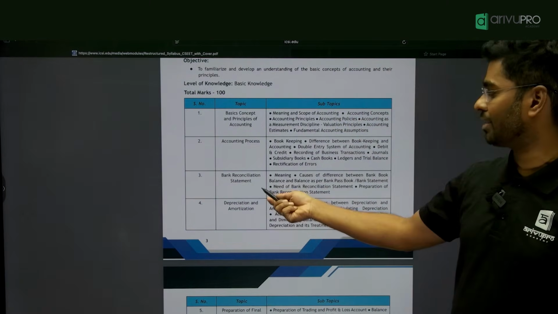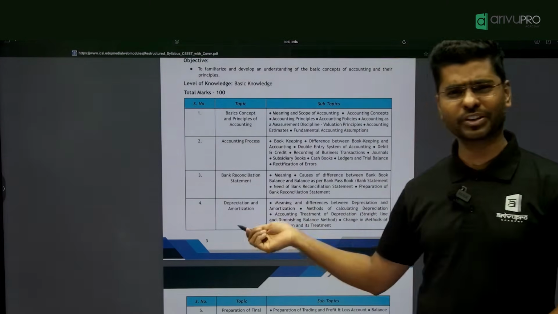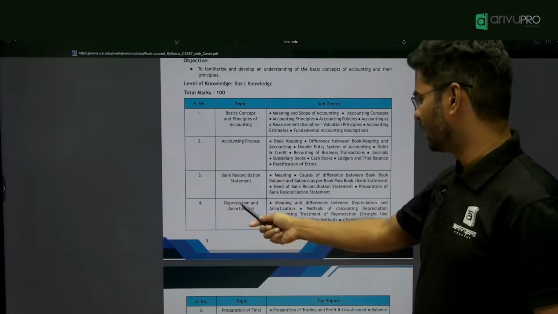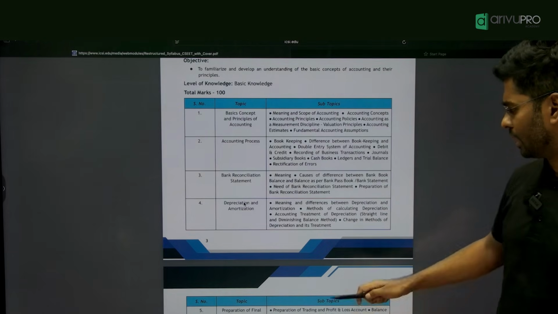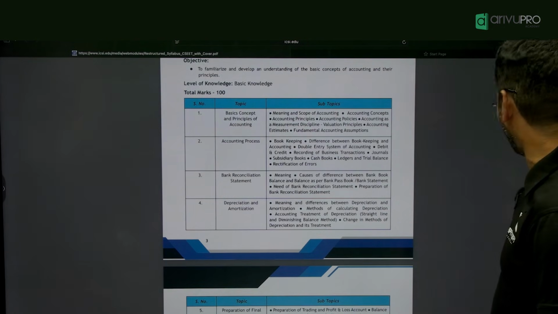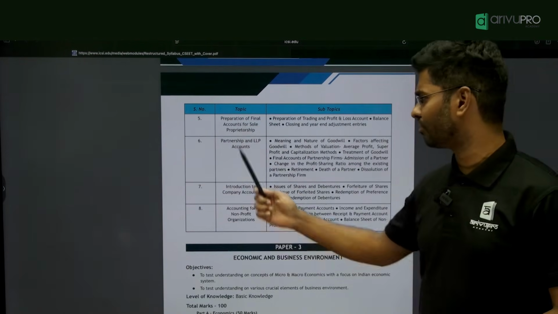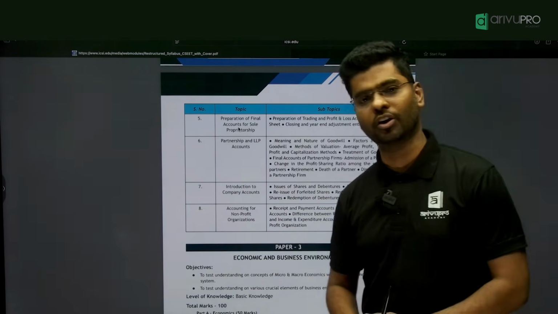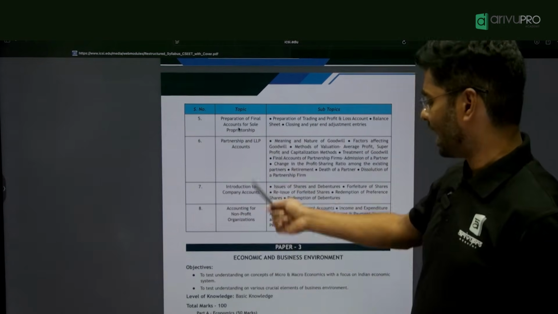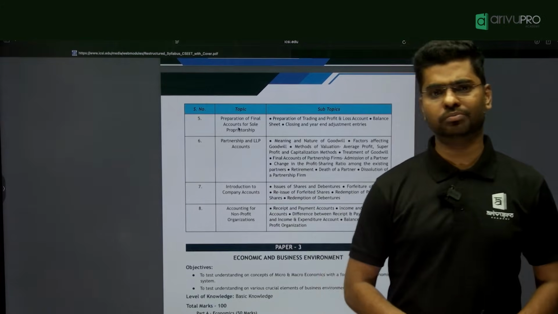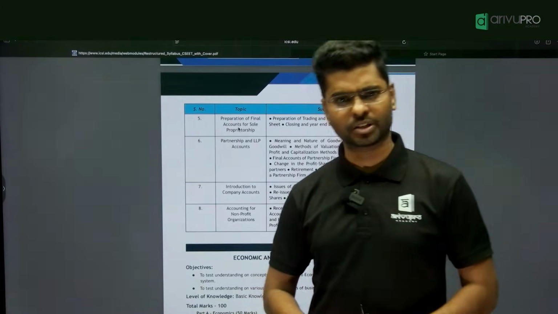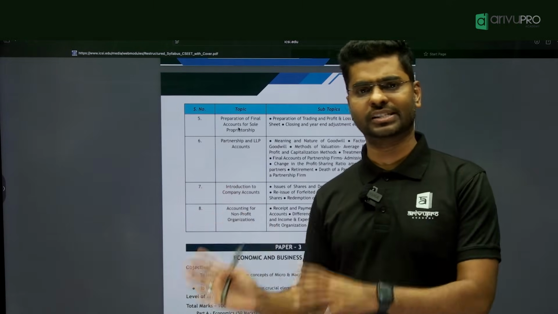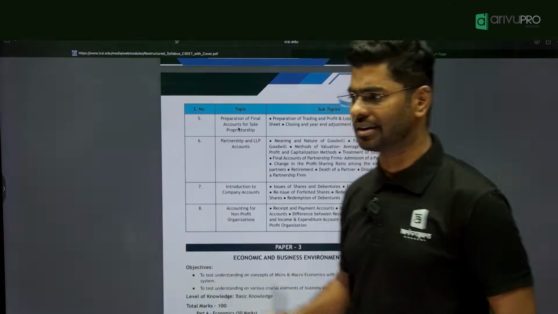Now your third chapter is your BRS, which you have learned pretty much at the same level as what you had in your 11th standard, depreciation and amortization, and then you have 4 more topics: final accounts, partnership, company accounts and your accounting for non-profit organization. So 8 chapters, 100 marks, difficulty level not too much but pretty much the standards of what you had in your NCERT or CBSE or your state board 11th and 12th portions.